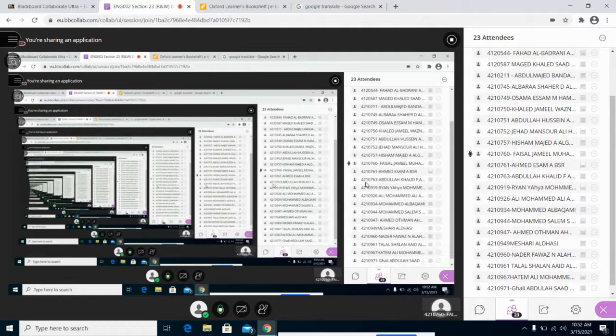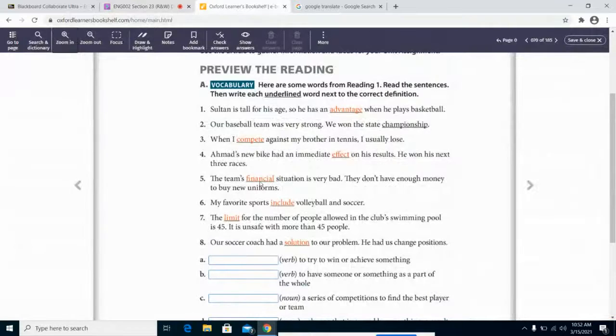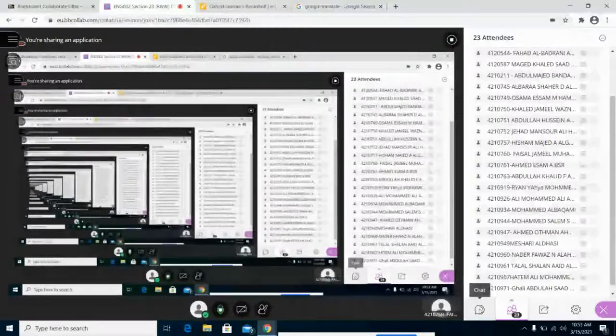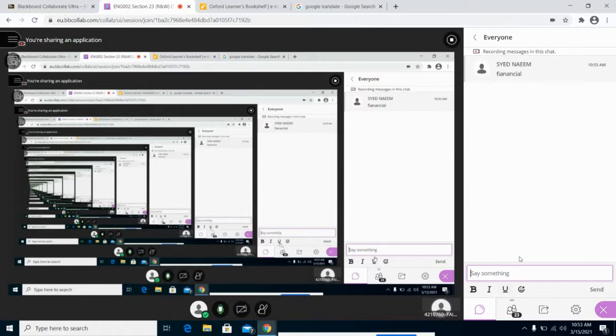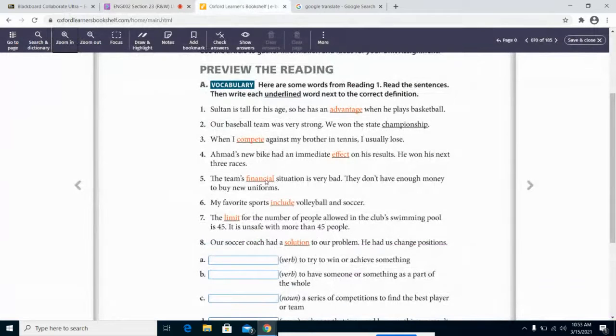Please, Doctor, can you write in the chat? Yeah, it's here, finance. You can see on the screen, FINANCIAL, finance. Let me write down in the chat box, finance, financial, which is related to finance. Very important word in your life. You always love to be strong in terms of finance, financial.